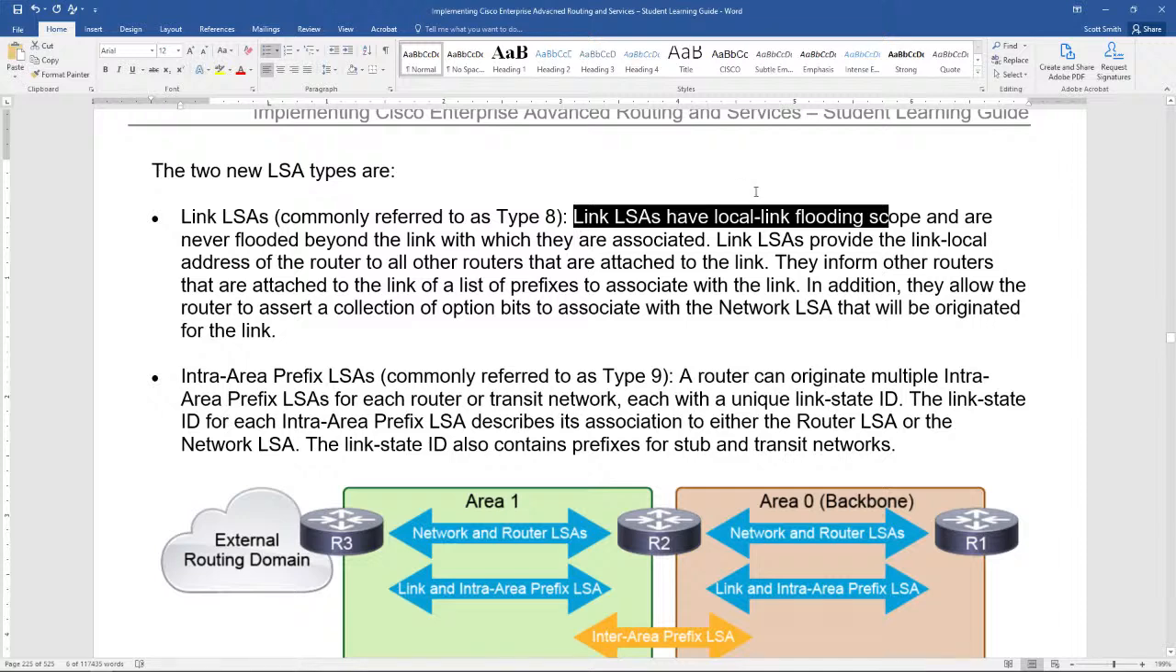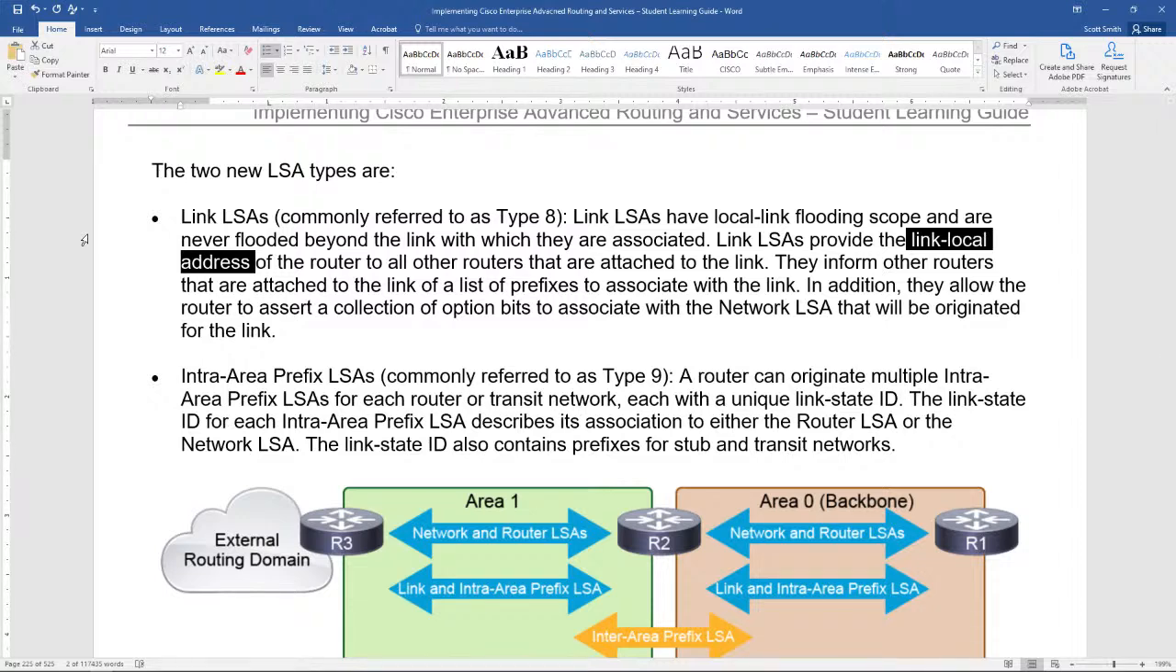It's only passed to the next router on a common segment, and these provide the link local addressing information. It makes sense these would have a link local scope, because link local addresses in IPv6 have a link local scope. You understand what I mean by link local scope, meaning it doesn't go beyond the broadcast domain.